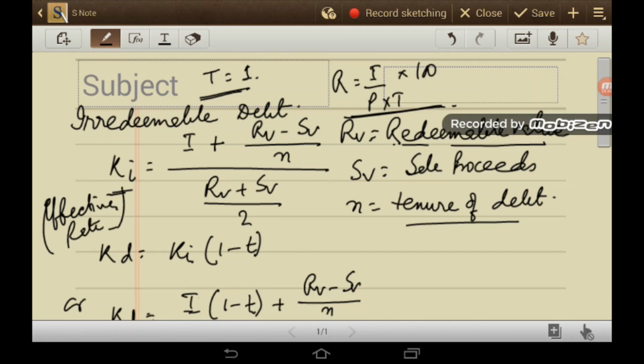The nominal rate is the rate at which the debt is issued. For example, it may be 10% or 20%. But what is the effective rate? What is the cost of debt to the company? That is the effective rate that we calculate.